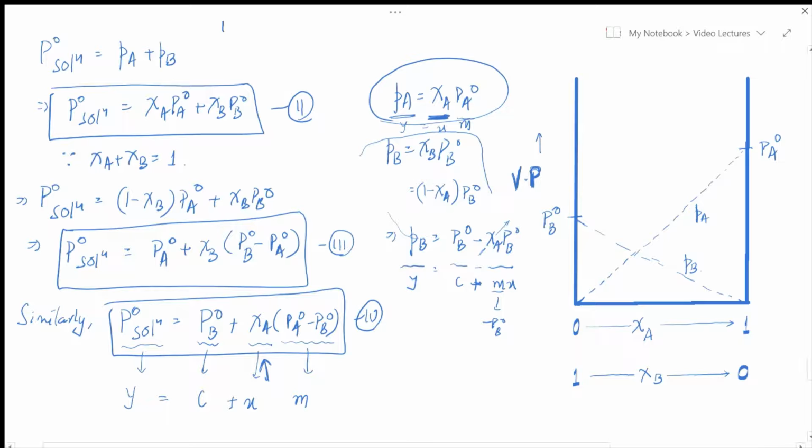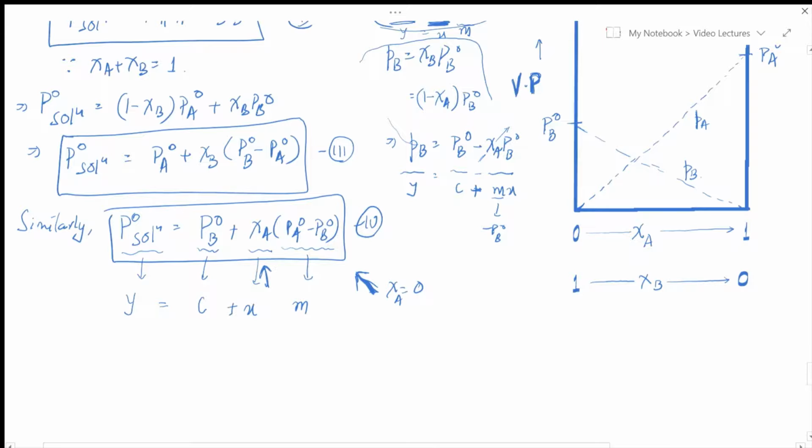Now if you take xi A equal to 0 in this equation, then P naught solution turns out to be PB naught. Whereas when you take xi A as 1, you can see that P naught solution will turn out to be PA naught.